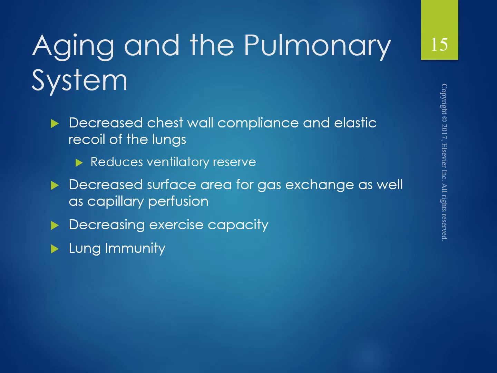Now aging in the pulmonary system. We can see decreased chest wall compliance, decreased elasticity and recoil of the lungs, reduced ventilatory reserve, decreased surfactant, decreased areas for gas exchange as well as capillary perfusion, and decreased exercise capacity and lung immunity. So alterations in the alveolar compartment and surfactant, and an increase in proinflammatory cytokines, increase the risk for pulmonary disease and infection.